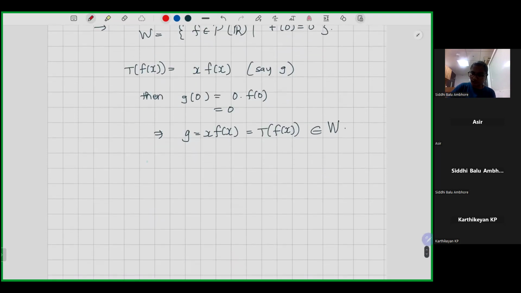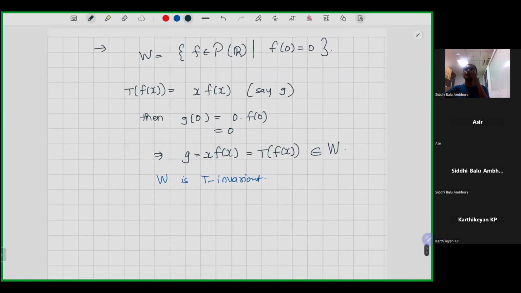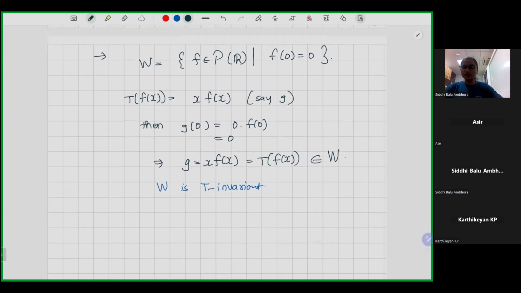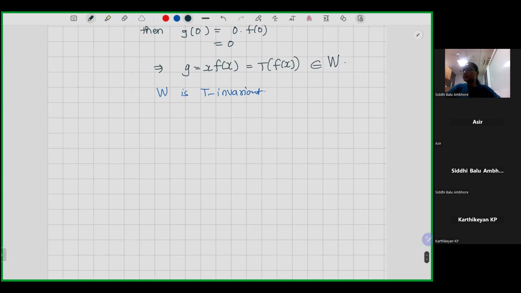So W is T invariant. Is it okay? So if someone asks, they can just ask whether this V has any invariant subspace under this T or not, and so on. I just wanted to give an idea of this.